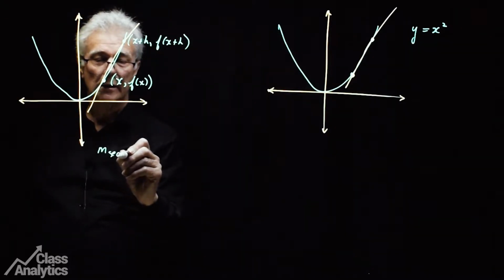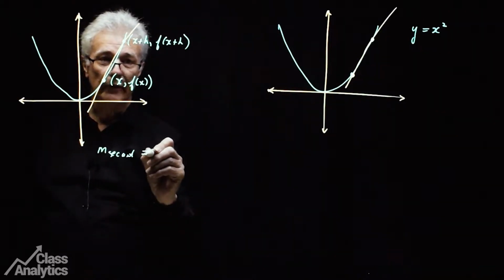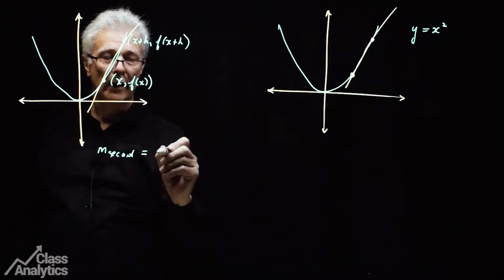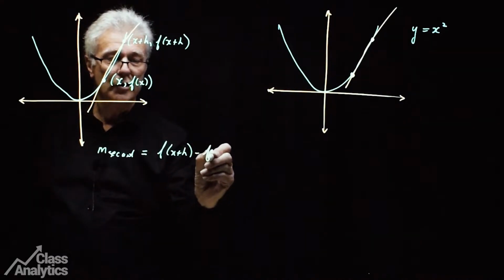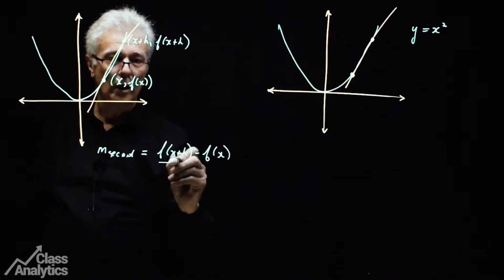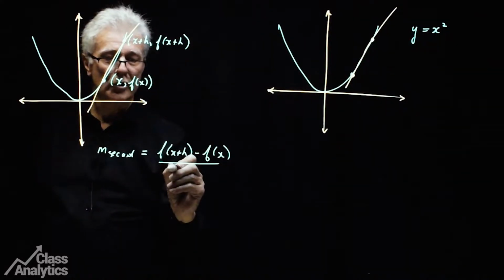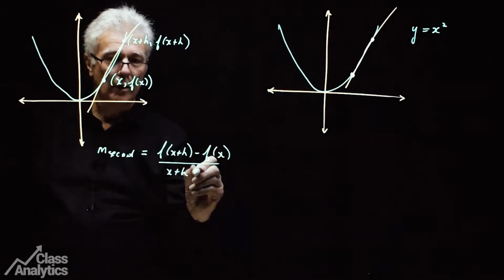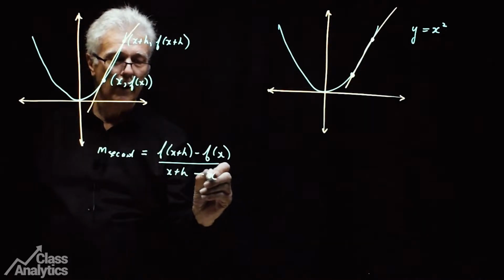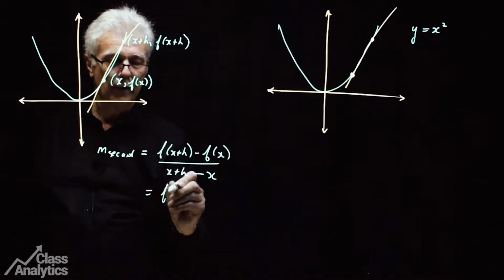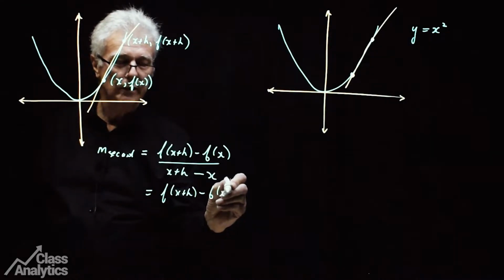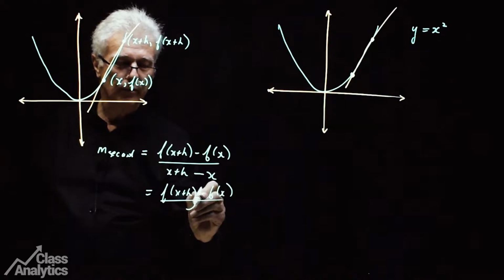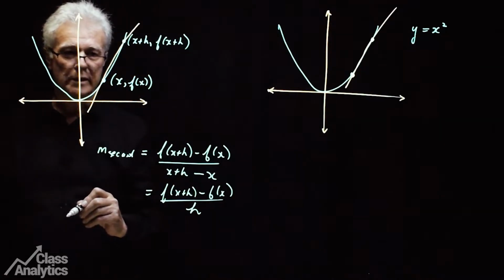So the secant, as you know, is just the difference in the y values. So it'll be function x plus h minus function x all over x plus h minus x. And that gives me function x plus h minus function x all over h. And that's the gradient of the secant.